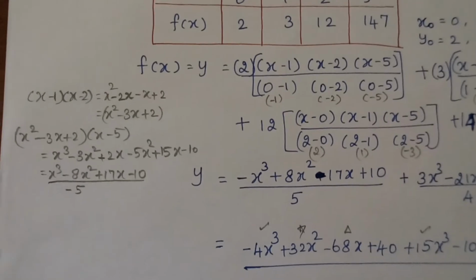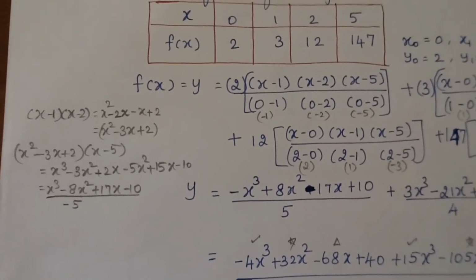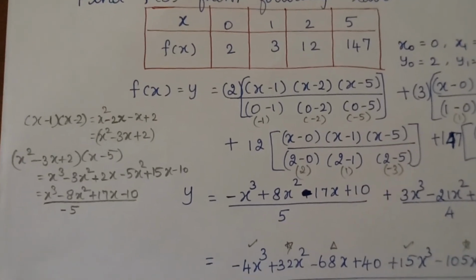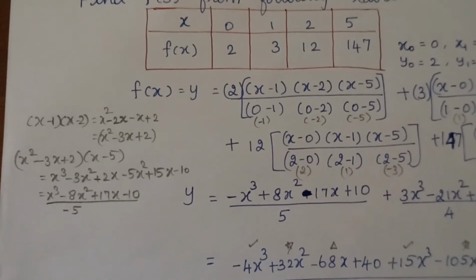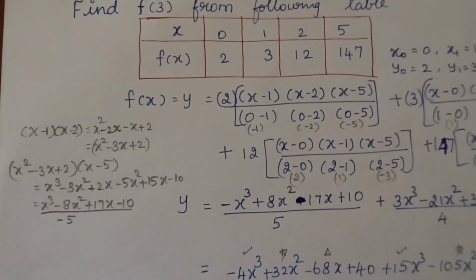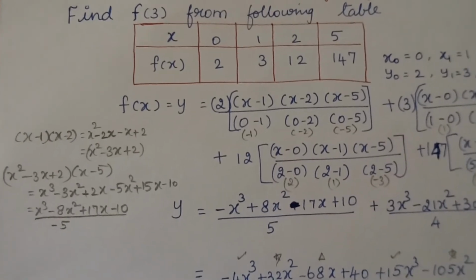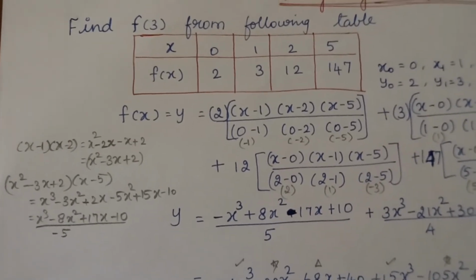So the x squared minus 3x plus 2 should be multiplied by x minus 5. When you multiply, you will be getting x squared into x, x cube, and then minus 3x squared plus 2x minus 5x squared plus 15x plus 10. Sorry, minus 10, plus 2 into minus 5. You will be getting minus 10.